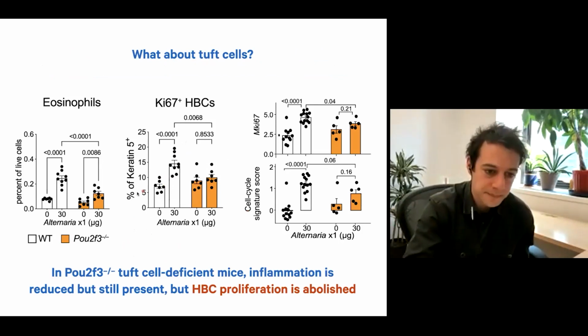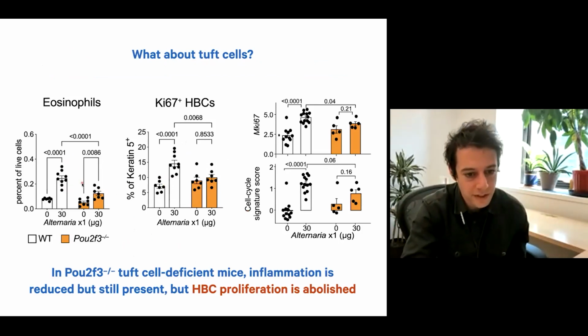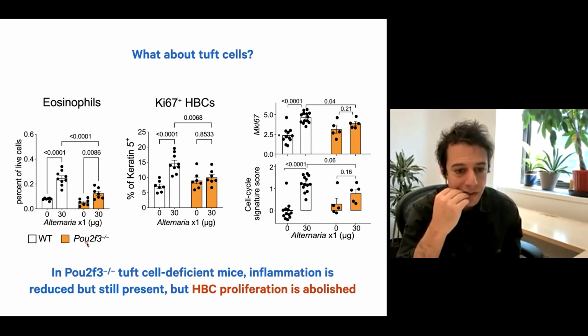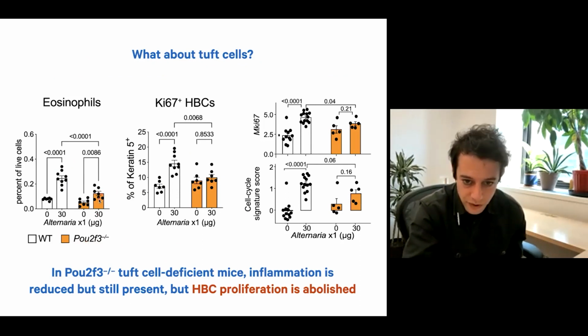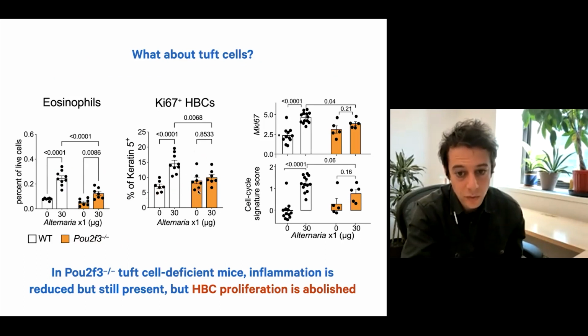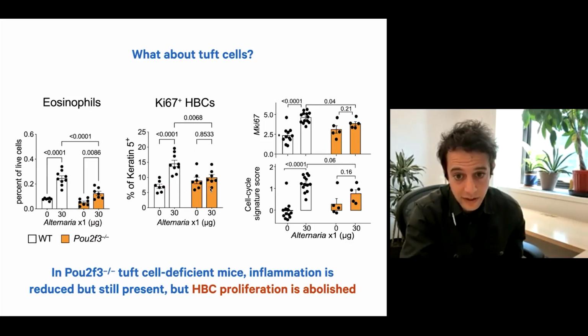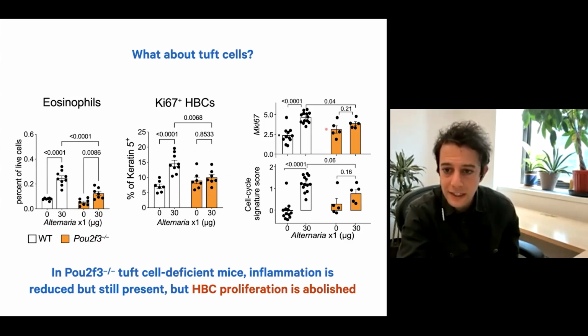So what about tuft cells? When we looked at eosinophilia, it was reduced in the tuft cell knockouts. So this is the orange, now POU2F3 tuft cell deficient mice. So eosinophilia was reduced. But what was really cool was that the induced proliferation of stem cells was actually abolished. And we really don't see a significant increase in proliferating stem cells in the tuft cell deficient mice. And this was also true in our RNA-seq experiment.